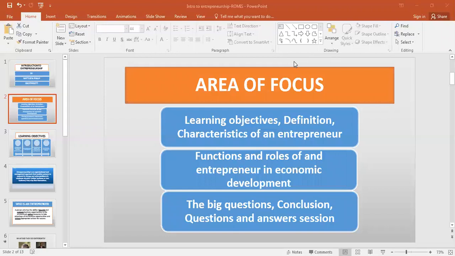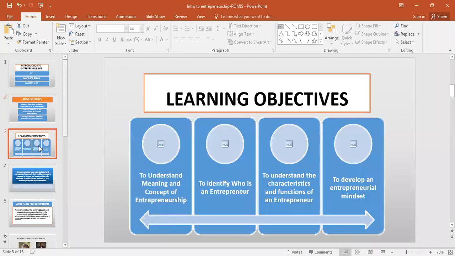All right, now let's look at the learning objective for today. At the end of the session, we are going to understand the characteristics of an entrepreneur. We are also going to understand the functions of an entrepreneur in economic development, and the big questions I mentioned earlier. The ultimate goal of this session is to help us develop an entrepreneurial mindset.